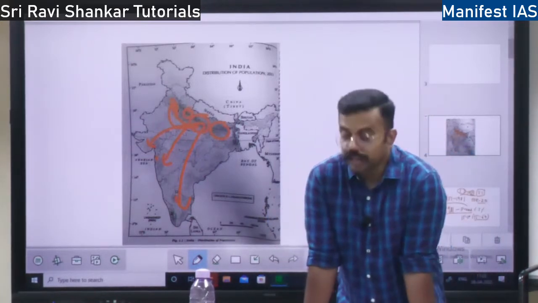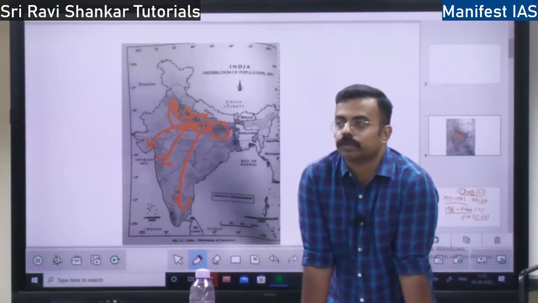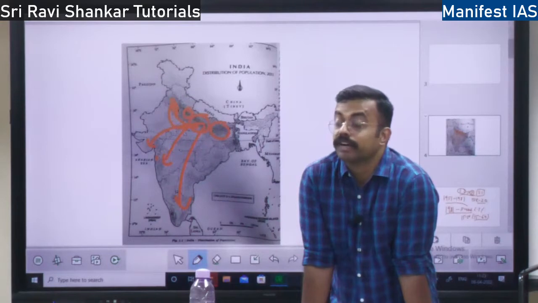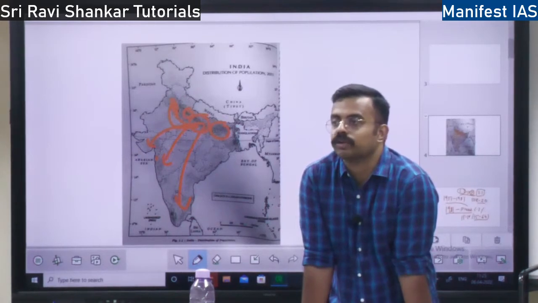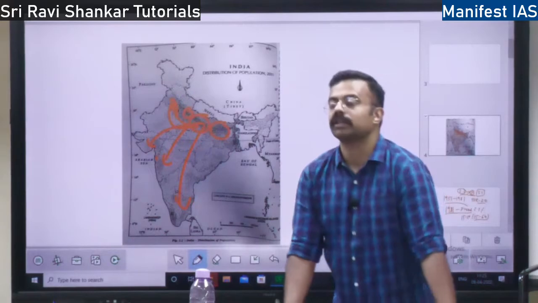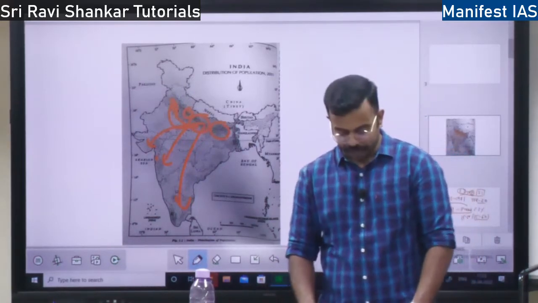So, economic consequence. If there is migration, what happens if a person comes from a rural to an urban area? It is actually advantageous for the rural area. Why? Because this person earns money in the urban area and sends it back to the rural area. Rural areas receive a lot of money, right? Remittances. So that is one advantage.